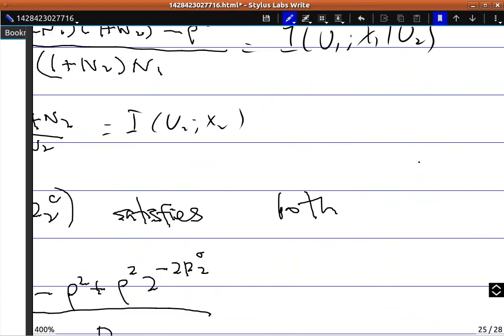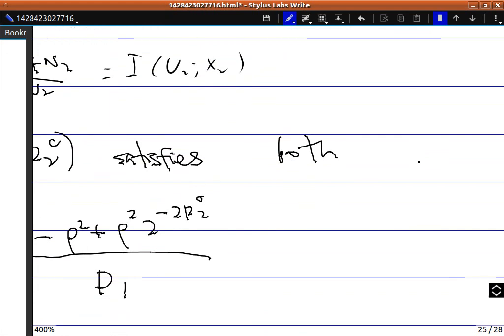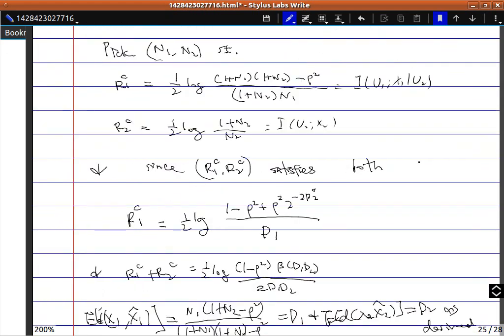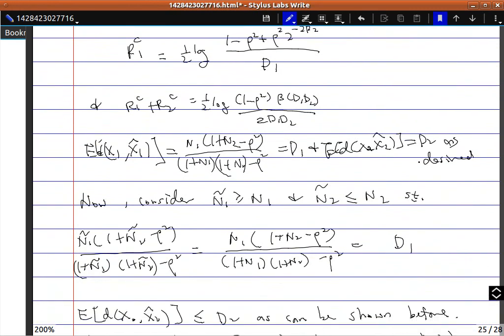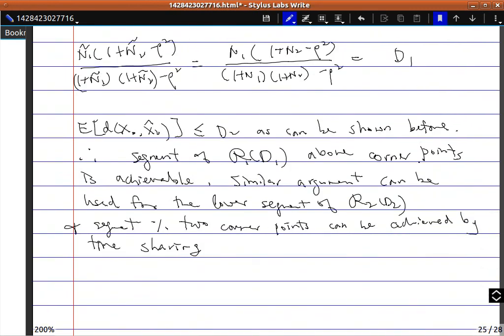So okay, that basically concludes the achievable part of the problem of lossy distributed source coding with two Gaussian sources.